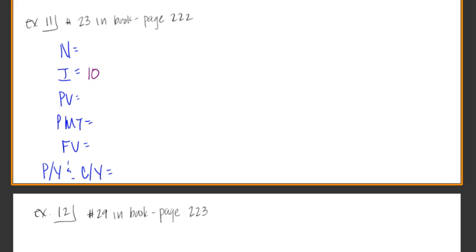So the interest rate is going to be 10%. It's compounded monthly. And it looks like in part A, we want to know the monthly payments. So it's going to be the monthly payments to make if the car is financed over a period of 36 months or over 48 months.